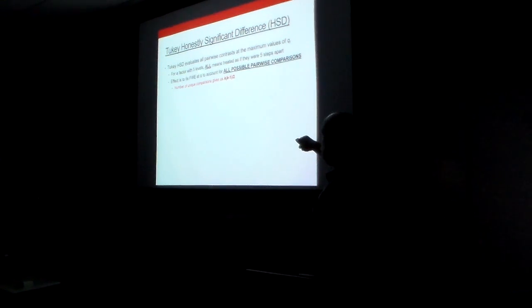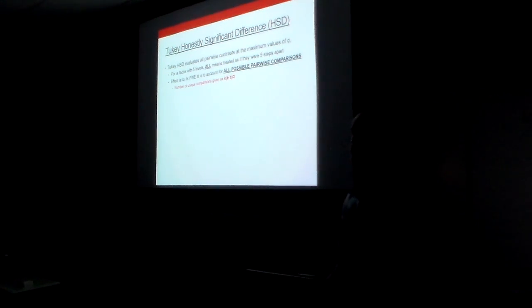So for a factor with 5 levels, all means are treated as if they were 5 steps apart. So we're not making adjustments based on steps here. What ends up happening is we fix our family-wise error at alpha, and what we're doing here is literally comparing, controlling for all possible pairwise comparisons within this set.